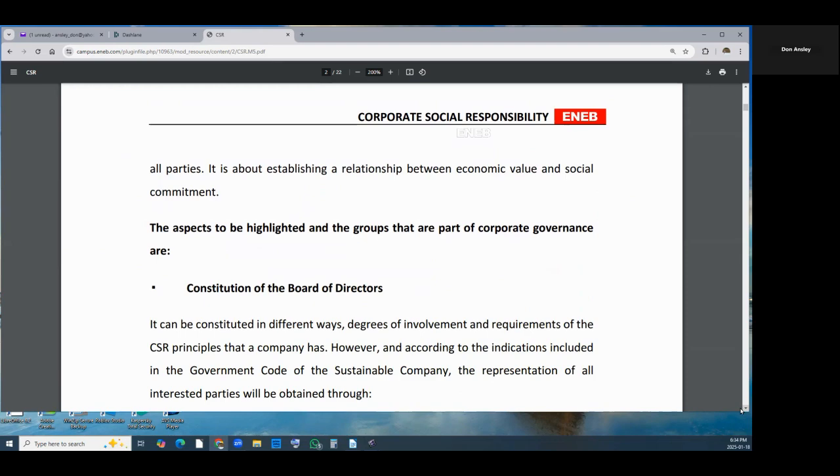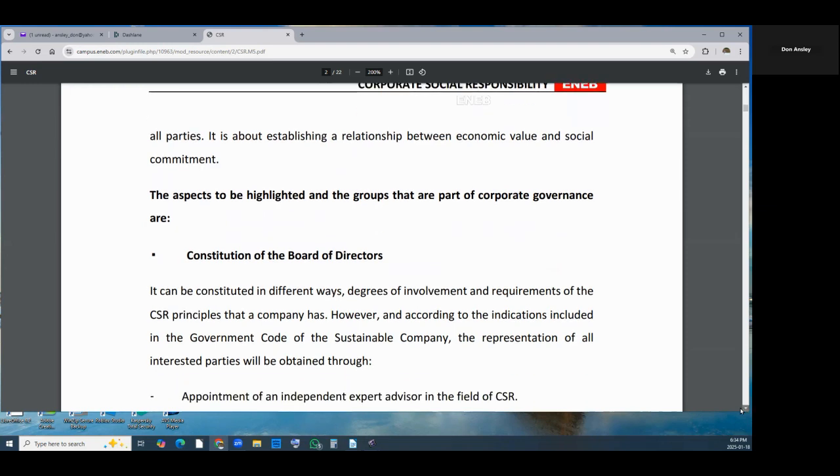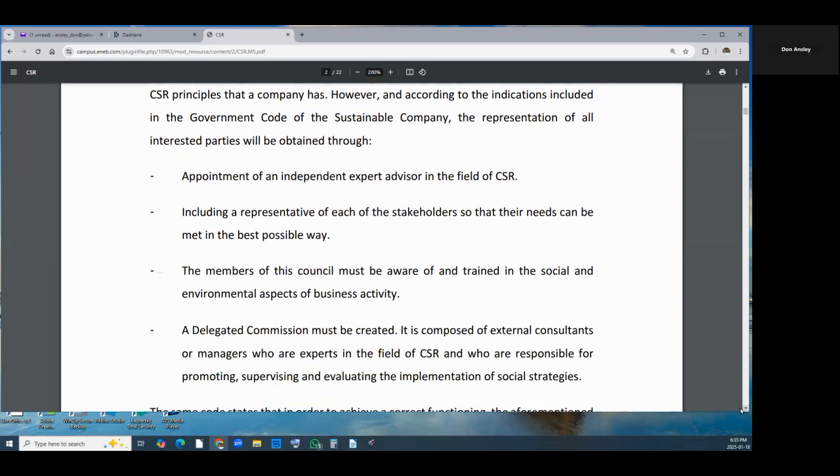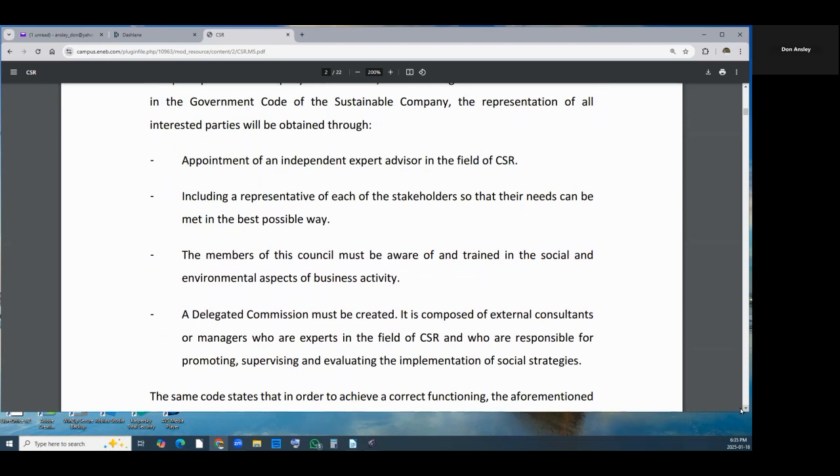The aspects highlighted in the groups that are part of the corporate governance are the constitution of the board of directors. It can be constituted in different ways, with different degrees of involvement and requirements of the CSR principles that a company has. However, according to the indications included in the governance code of the sustainable company, the representation of all interested parties will be obtained through the appointment of an independent expert advisor in the field of CSR, including a representative of each of the stakeholders so that their needs can be met in the best possible way. Members of the council must be aware of and trained in social and environmental aspects of business activity.